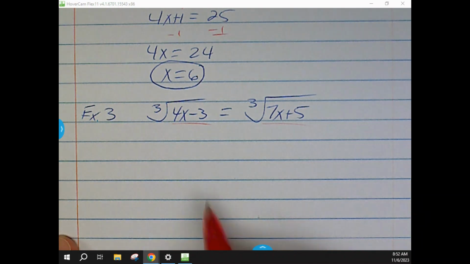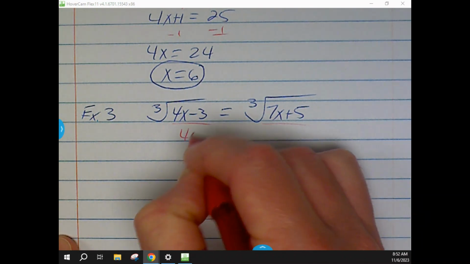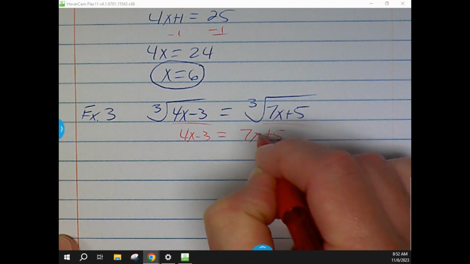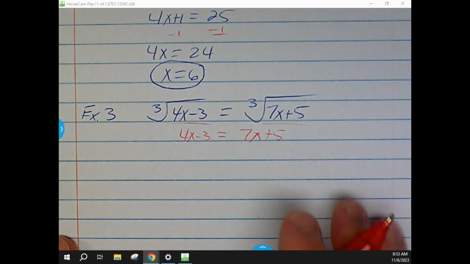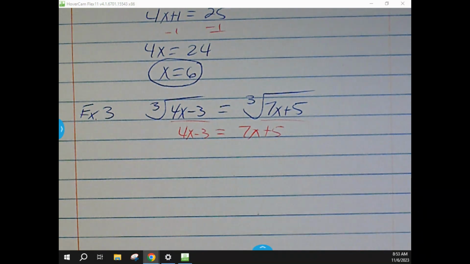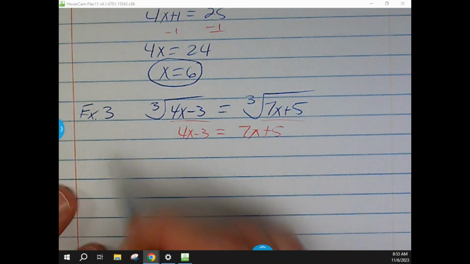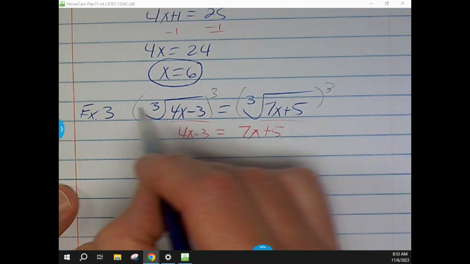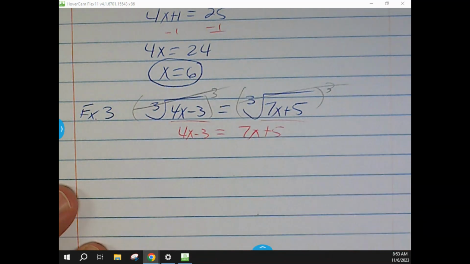If it's a balance, then 4x minus 3 has to equal 7x plus 5. As long as the indexes are the same, then you can almost think about it. Again, if we take both of these things to the third power, then these cancel each other, these cancel each other. You're left with 4x minus 3, 7x plus 5.